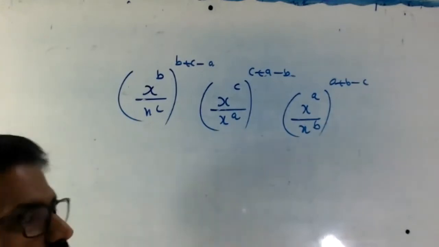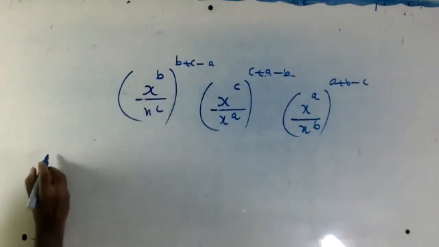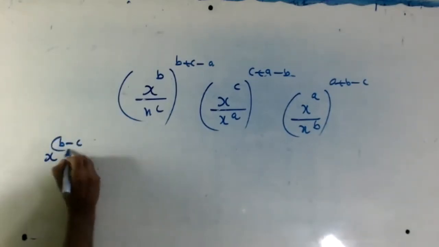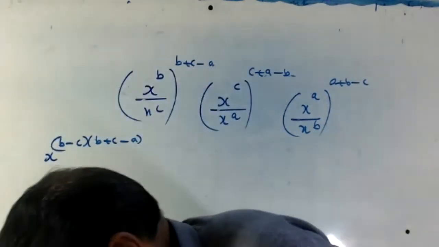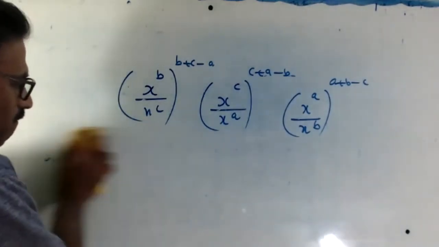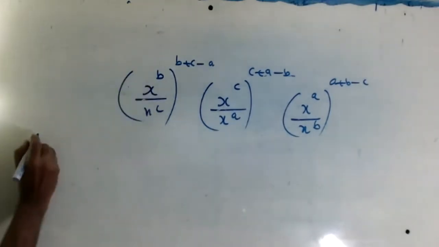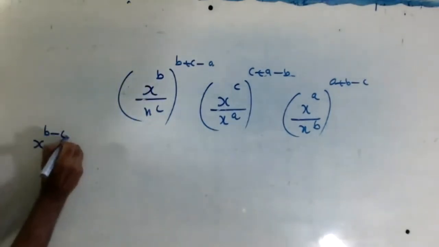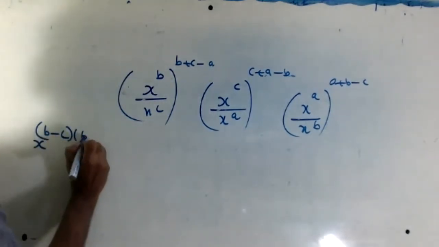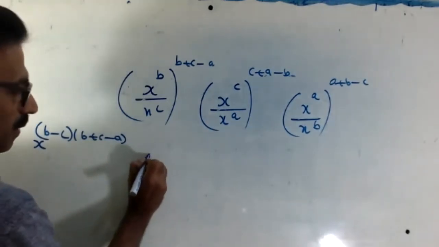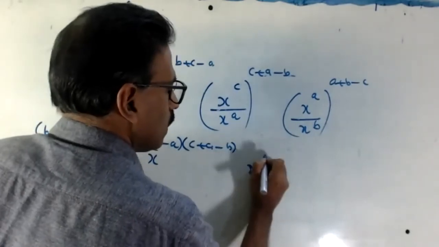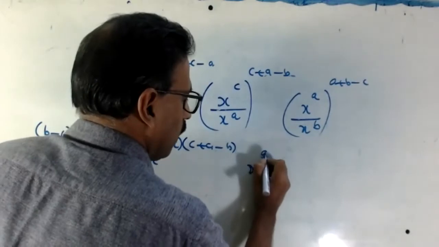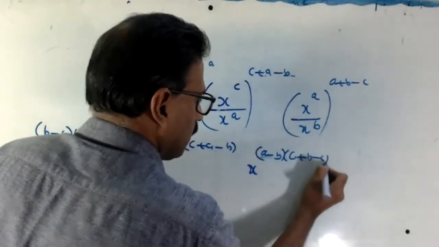Okay, look here now. I'll show this one. Look from here: x raised to b minus c into b plus c minus a, into x raised to c minus a into c plus a minus b, into x raised to a minus b into a plus b minus c. Agree or not? Wait, I'll write again.